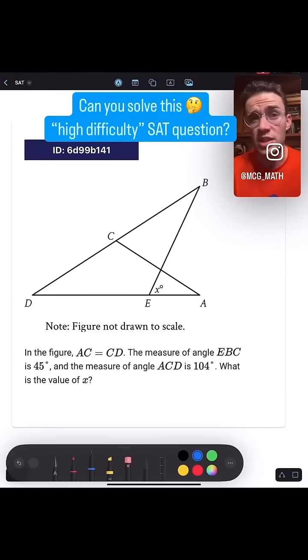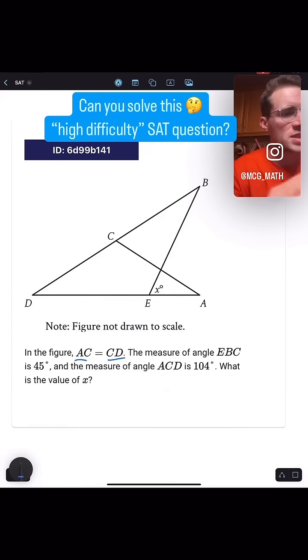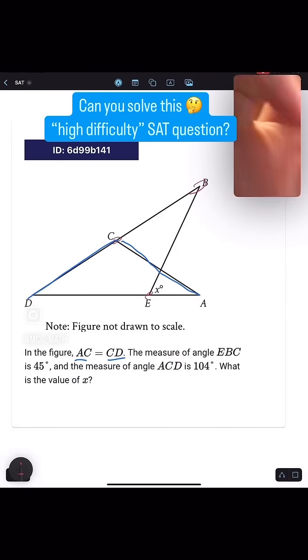This SAT question is listed as difficult, but it's actually pretty easy if you just take it part by part. In the figure, AC equals CD, so this side AC is congruent to CD. The measure of angle EBC is 45 degrees.